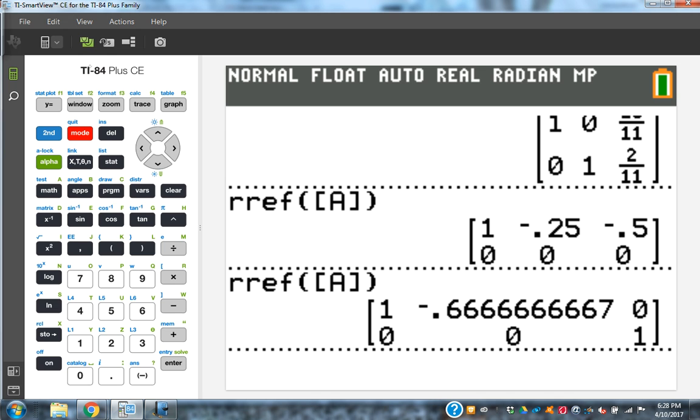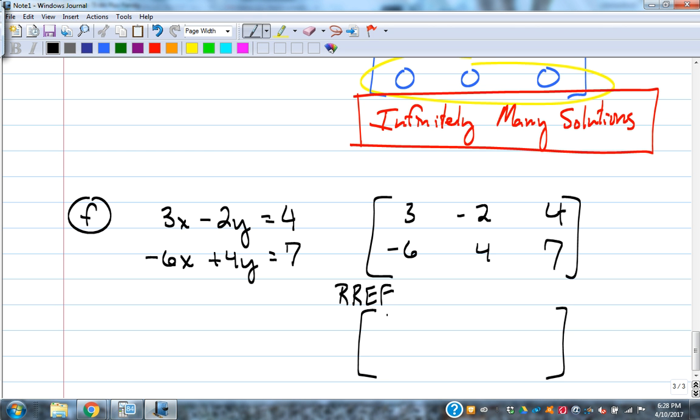So look at the bottom row. What does the bottom row have? It has 0, 0, 1. It says 0 times x plus 0 times y is equal to 1. So that'd be 0 plus 0. What's 0 plus 0? Does 0 ever equal 1? No. So that would be no solution, because of that bottom row. Okay, so we get 1, negative 2/3, 0, and 0, 0, 1. That bottom row, again, tells us that there's no solution.